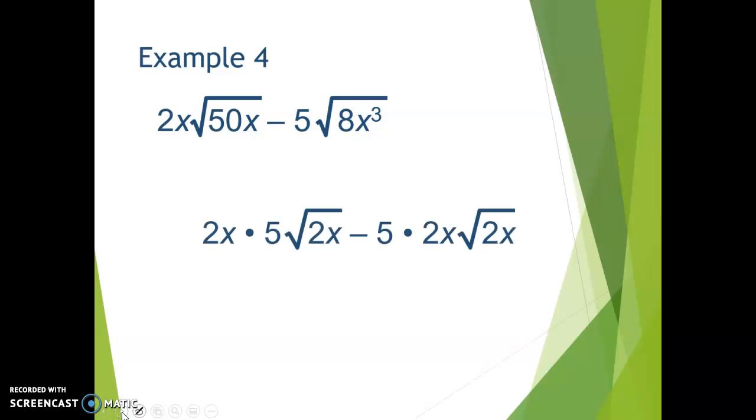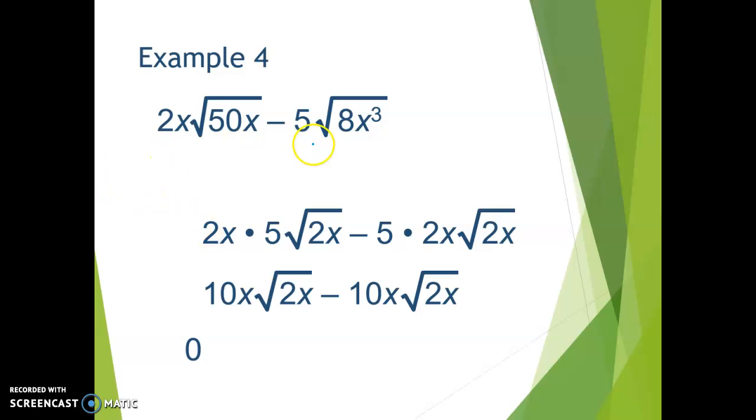All right, simplifying both of these radicals, we get 2x times 5 times square root of 2 minus our original 5 times 2x times 2x. That gives us 10x times the square root of 2x minus 10x times the square root of 2x, which equals 0. Remember that when you're listing your factors, not only do you need to do the numbers, but you also need to do the x's.